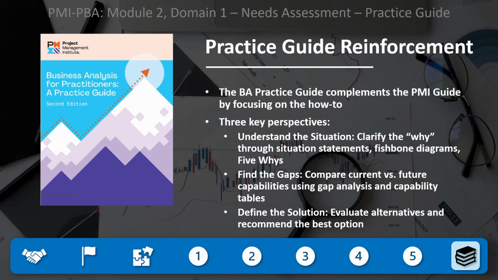For example, in a retail organization struggling with declining sales, the guide helps us structure the problem and define goals. The practice guide then gives us the tools to dig deeper, perhaps using a fishbone diagram to uncover root causes like poor store layout or outdated promotions. This combination ensures that analysis is not just theoretical, but practical and actionable.